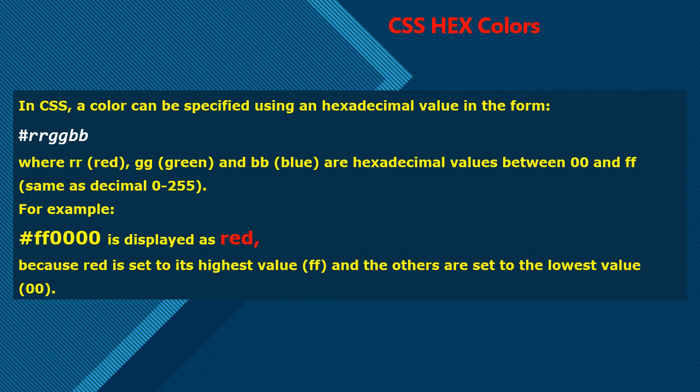Now you can see an example, that is #FF0000. Now this is displayed as red color because red is set to its highest value, that is FF, and the others, that is green and blue, are set to the lowest value, that is 00.